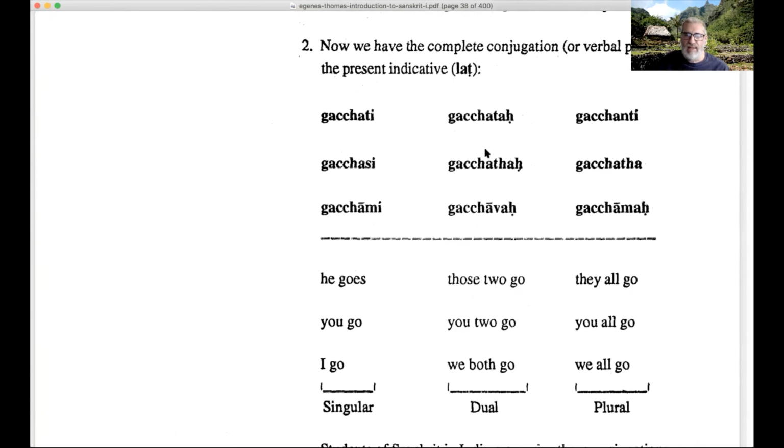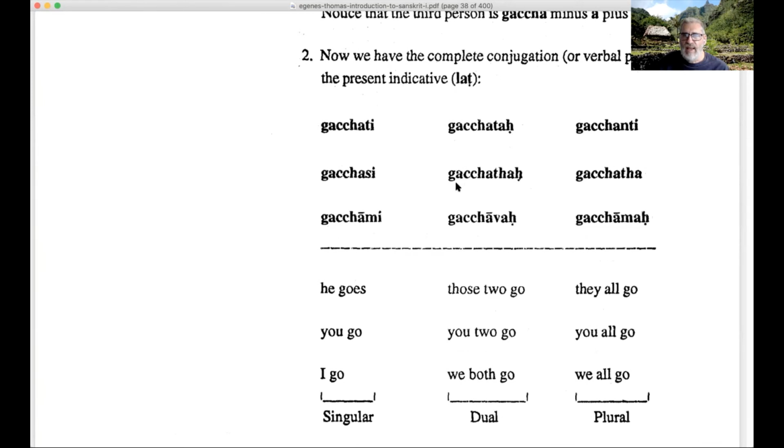If I say gachataha, parse gachataha. You don't have to tell me, I know it's present tense, I know it's active ending. What is gachataha in terms of person and number? Who can parse it? You want me to do the first one? Okay. It's second person, dual. That's the person and the number.